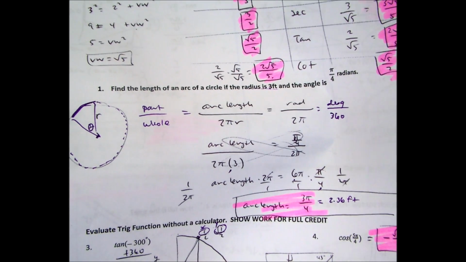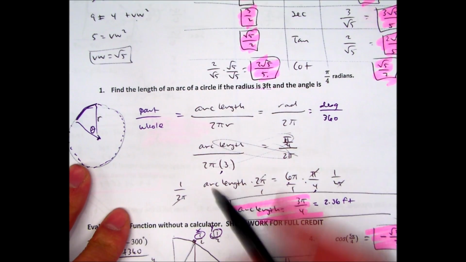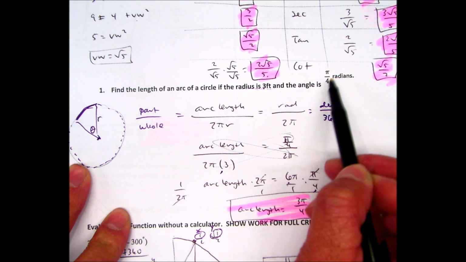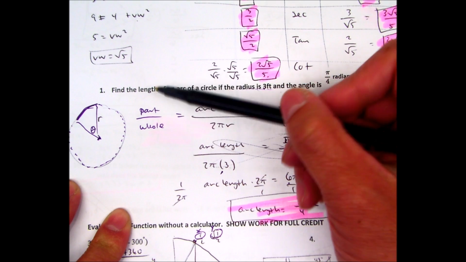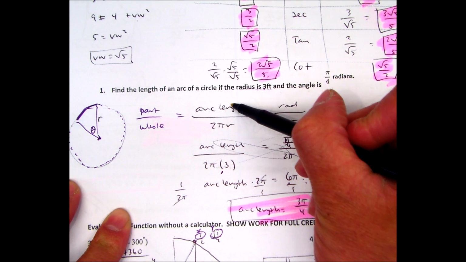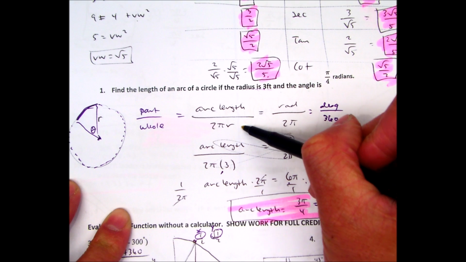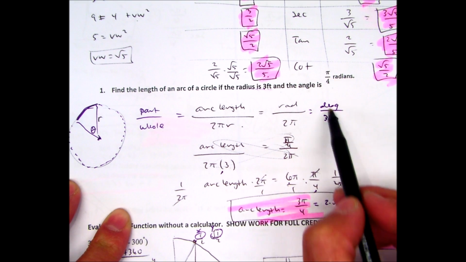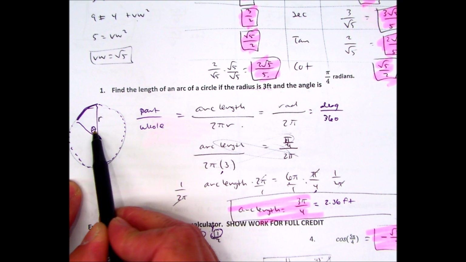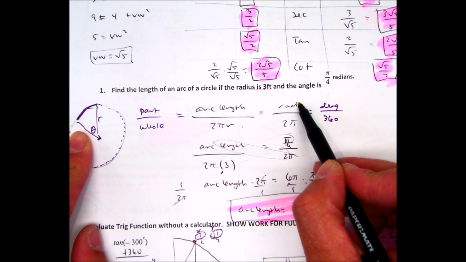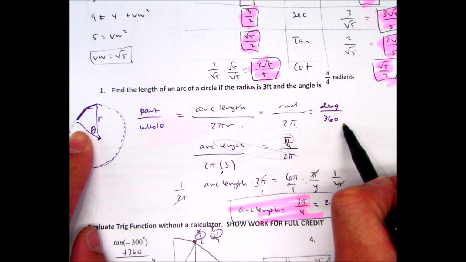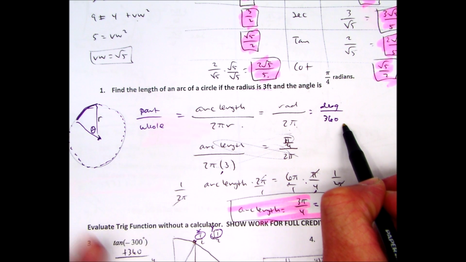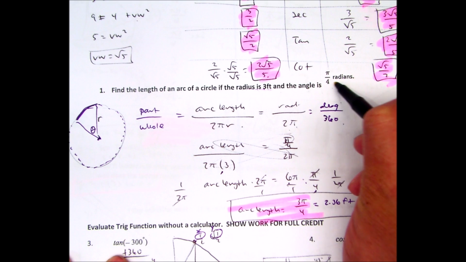The second question, number 1, says find the length of an arc of a circle if the radius is 3 feet and the angle is pi over 4 radians. So fractions are part over whole, so arc length is a part to its whole, which is the circumference 2 pi r. Depending on how that angle is measured, I might give you either radians over 2 pi, which is a full rotation, or degrees over 360. In this problem I gave you radians because it tells you they're radians.